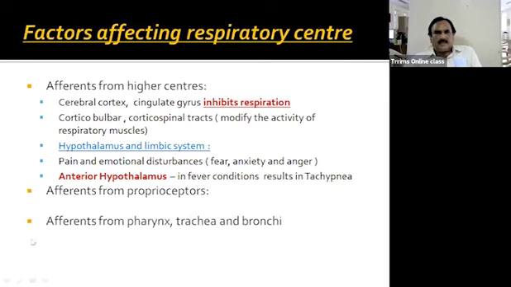Afferents from the proprioceptors, the receptors which tell you about the movement of the joints, also result in stimulation of the respiratory center, and then there is an increase in respiration. For example, you are running, that stimulates the proprioceptors in the joints, and that in turn stimulates your respiratory center, and the respiratory rate goes up. Afferents from the pharynx, trachea, and bronchi also affect your respiration.